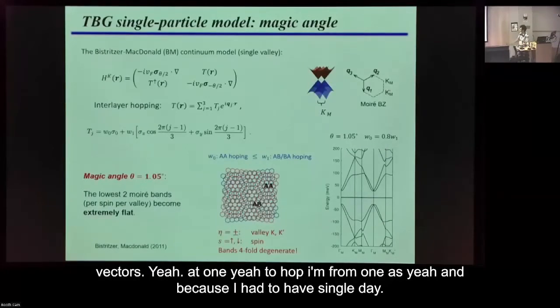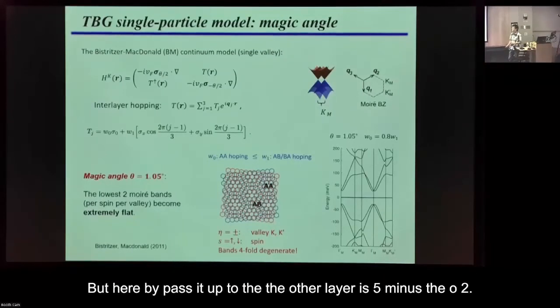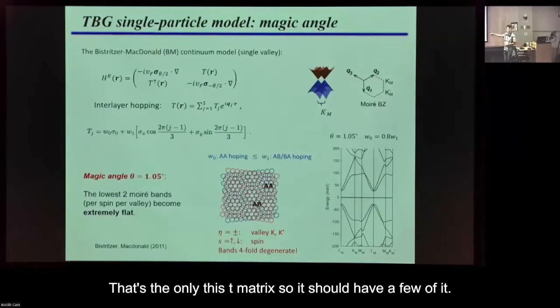Nicholas has derived this model for a single valley, for example, valley K here, which takes the form in real space like this. It's basically Dirac fermions in the two layers. But here, sigma, the Pauli matrix vector, is rotated by angle theta over 2 because the upper layer is twisted by plus theta over 2, and the other layer is twisted by minus theta over 2. That's the only subtlety. And this T matrix is basically the moiré periodic potential, so it should have the period of the moiré lattice vector. And to the lowest order, we just keep the three leading moiré components of it, which are exactly like Q1 to Q3, which is shown in the drawing.